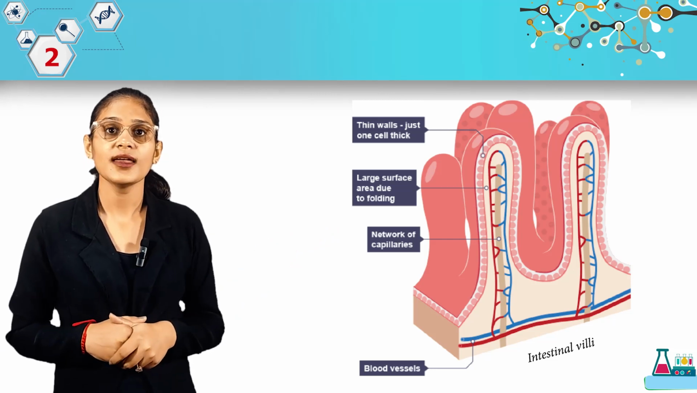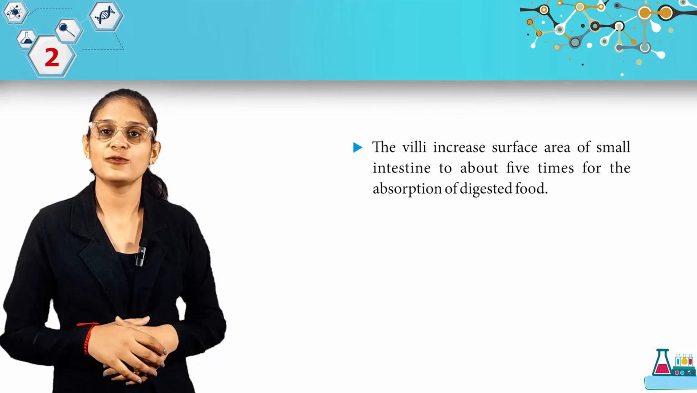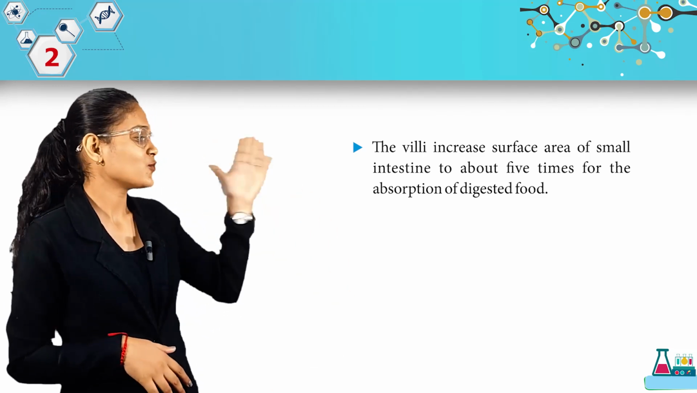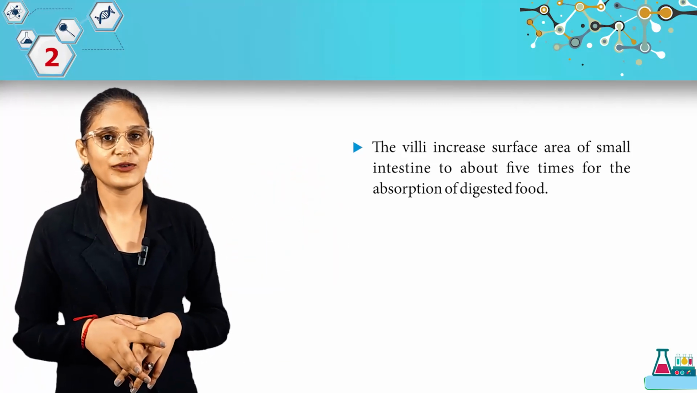Okay students, the villi increase the surface area of the small intestine to about 5 times for the absorption of digested food. Now we have check and made. You can do it by yourself as we already read about these things.